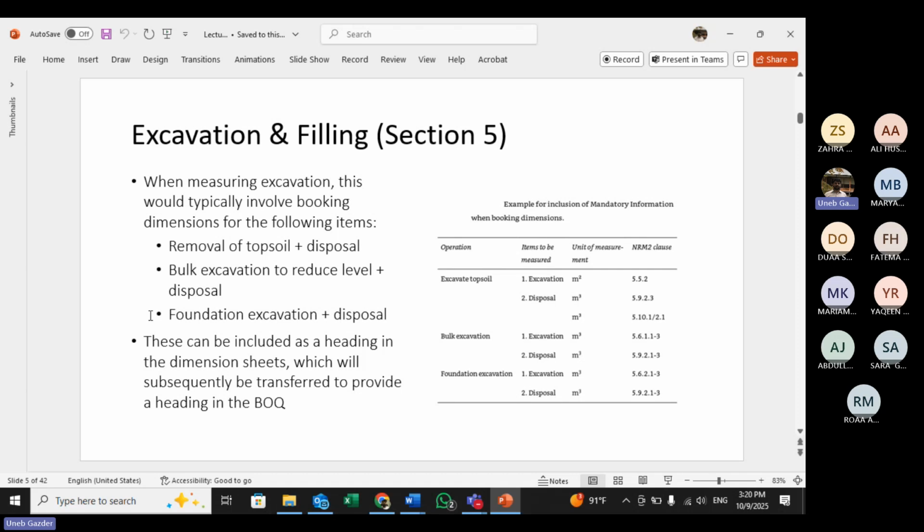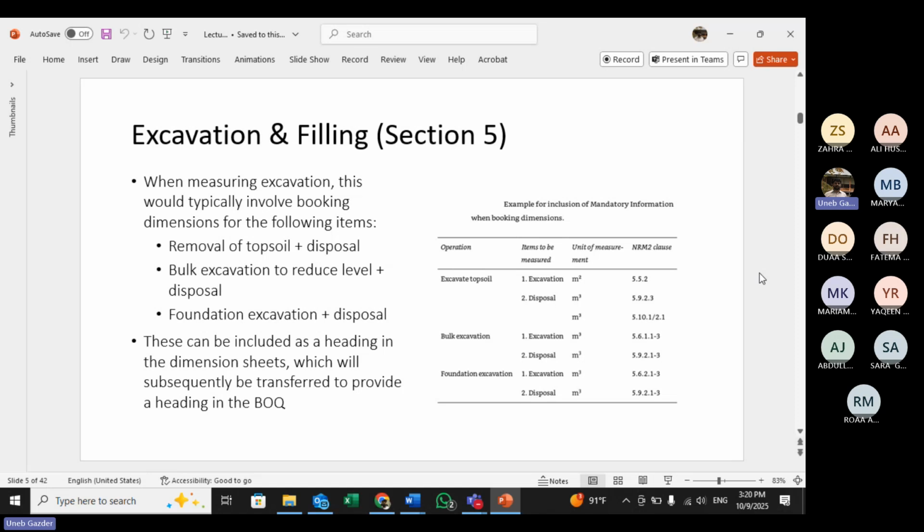And then you will refer to the particular section in the NRM. And when you are making the BOQ, this will again be treated as a separate section. So excavation and filling will become a separate section. Under that, you will have topsoil, bulk excavation, foundation excavation, and so on and so forth. And here you can see, I believe the clauses are correct. Maybe there's a difference between these numbers, the last numbers.